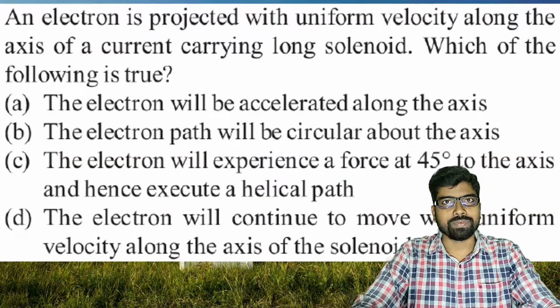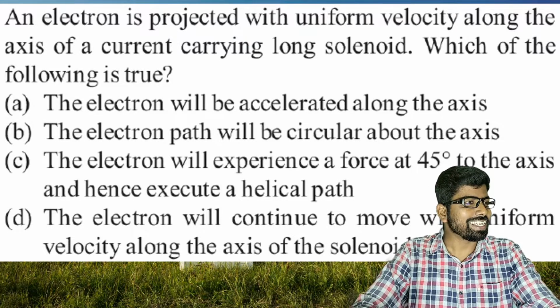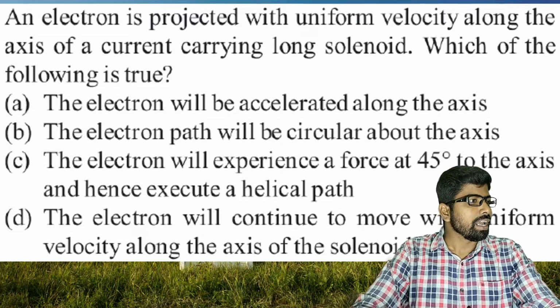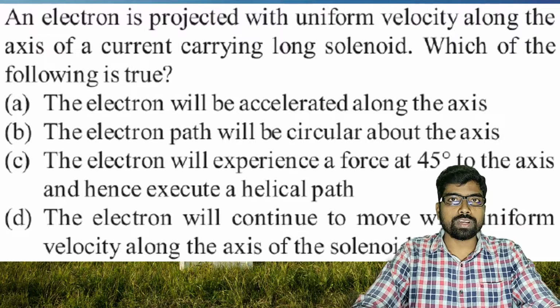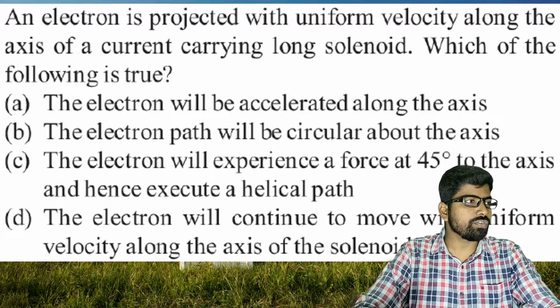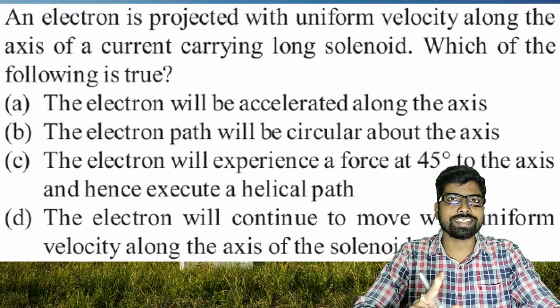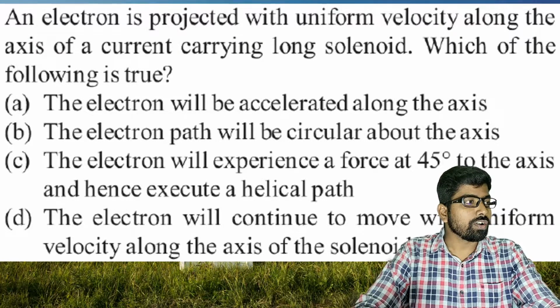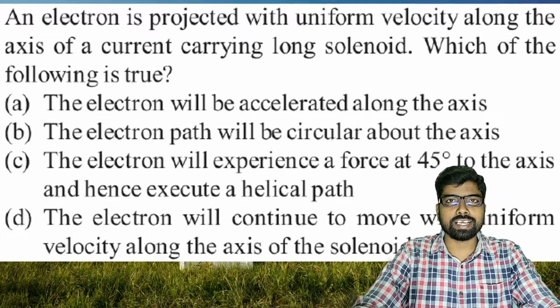Now it's a very big question. Once you read it: an electron is projected with uniform velocity along the axis of a current carrying long solenoid. Which of the following is true? Four options are there, so quickly comment which one is true.